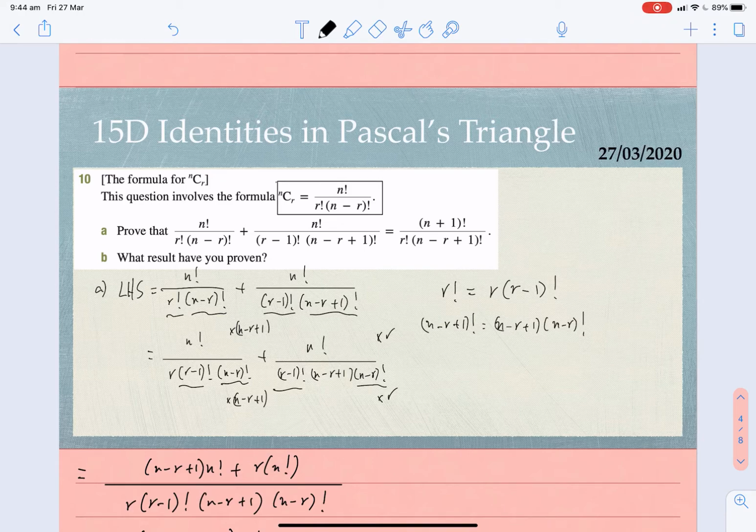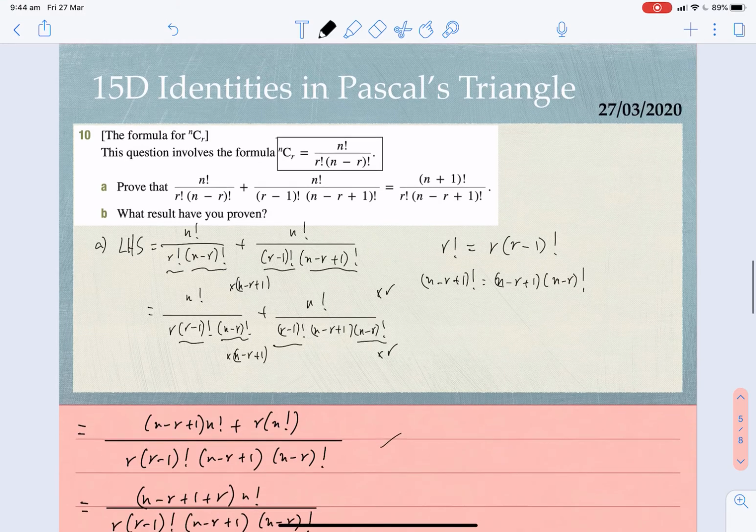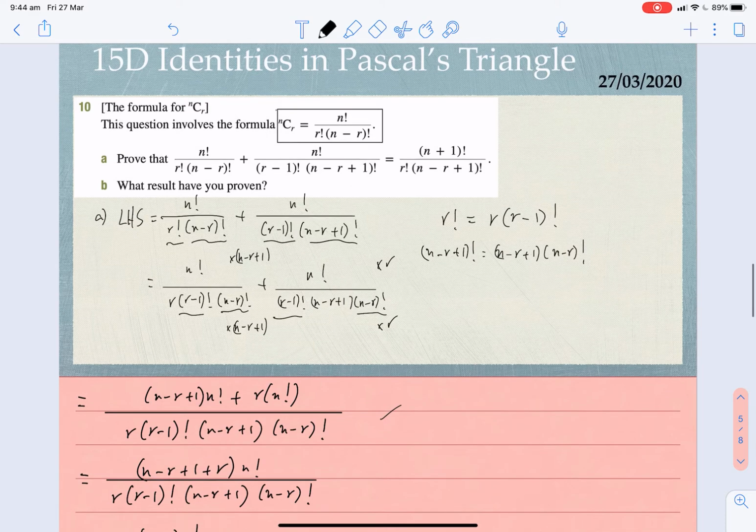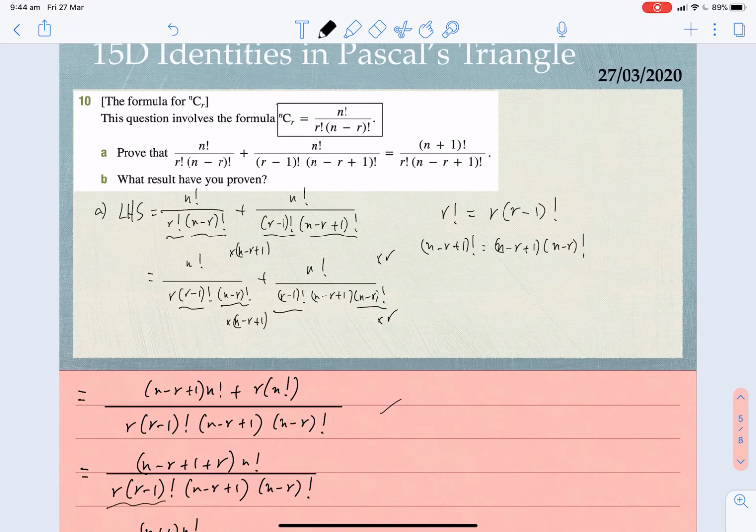We can see that n factorial is the common factor on top, so we can take it out and move on with that. If we do that, the top will look like this, and you can see r and negative r cancel each other out, so that's what the top is. But for the bottom bit, if you have a look at this, this thing here and this thing here.